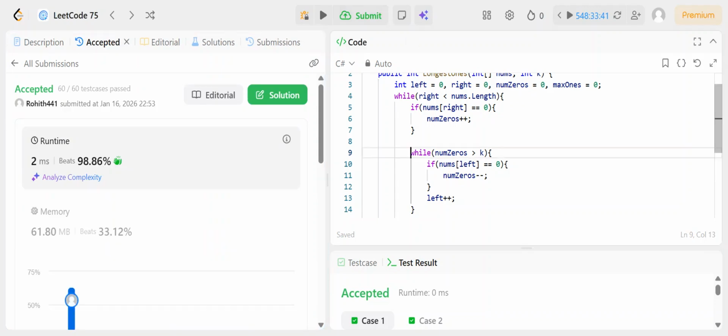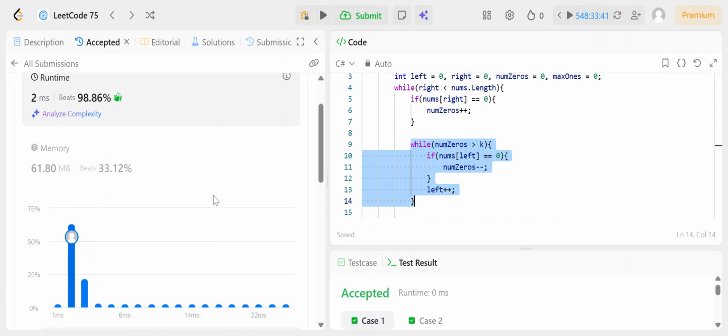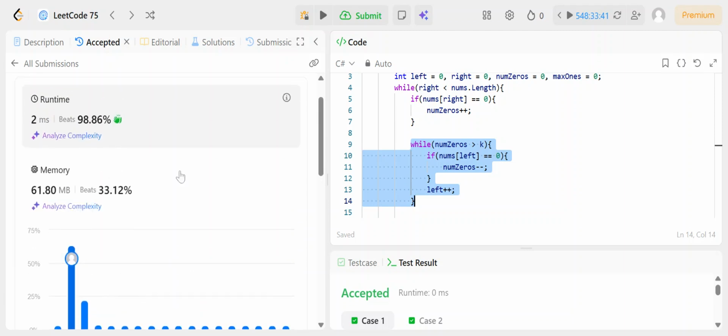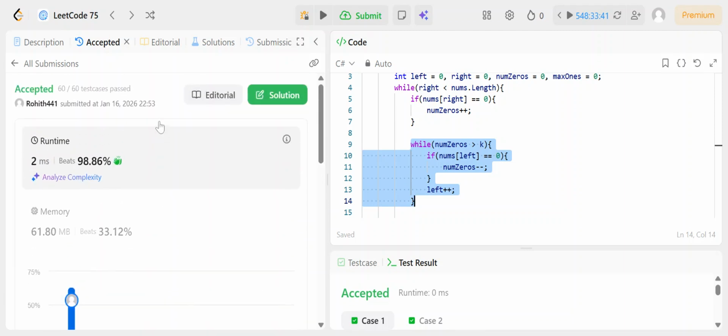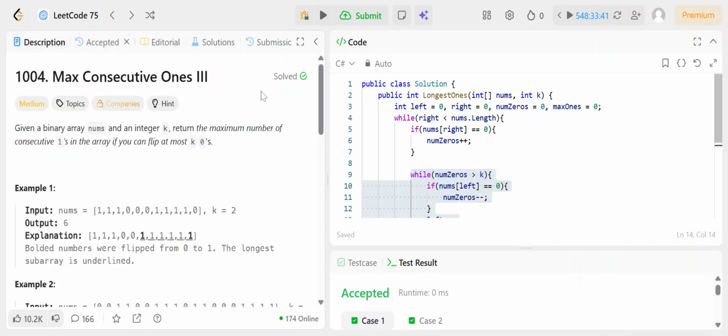The very important part here, which I am saying again, is this while condition. When number of zeros is crossing k, what are the actions we need to perform? You can see it's a very good solution, beating about 98.86%. So this is our solution for Max Consecutive Ones III.